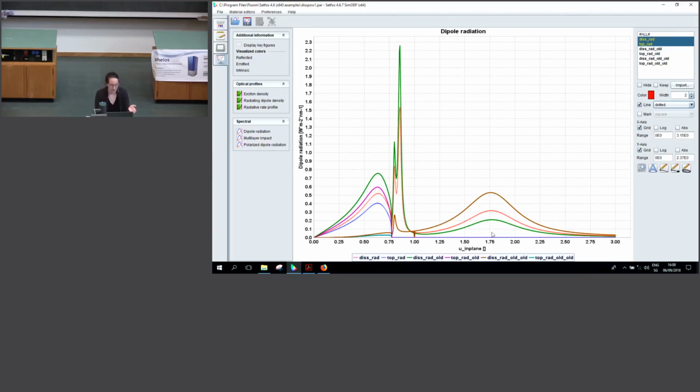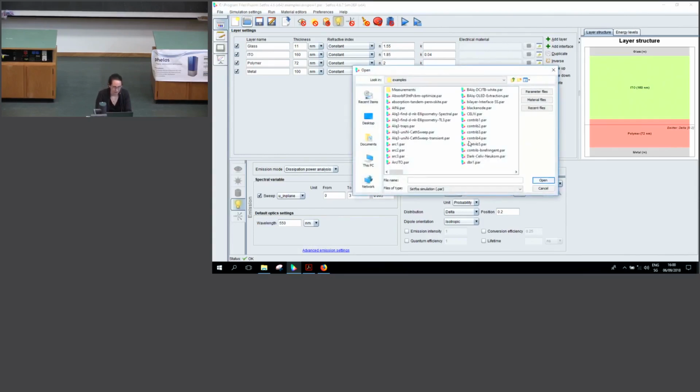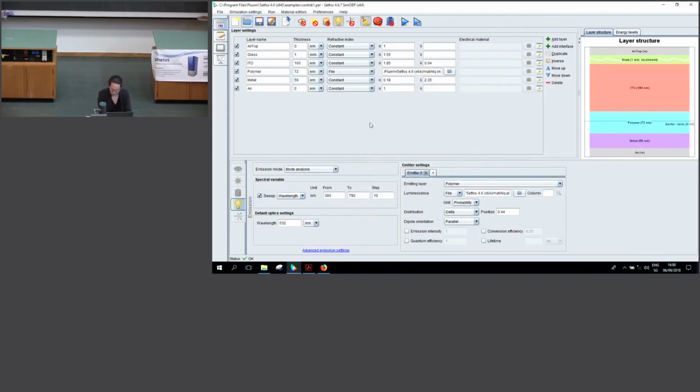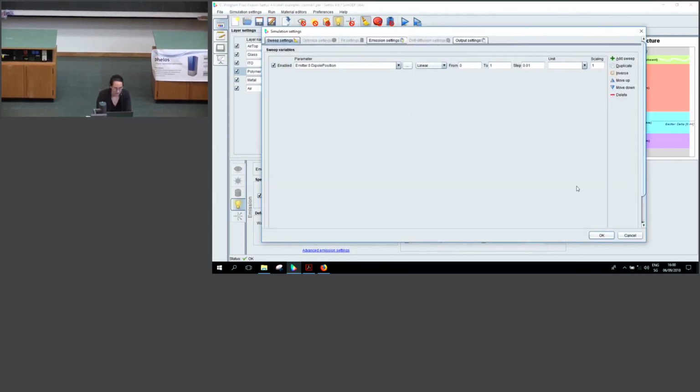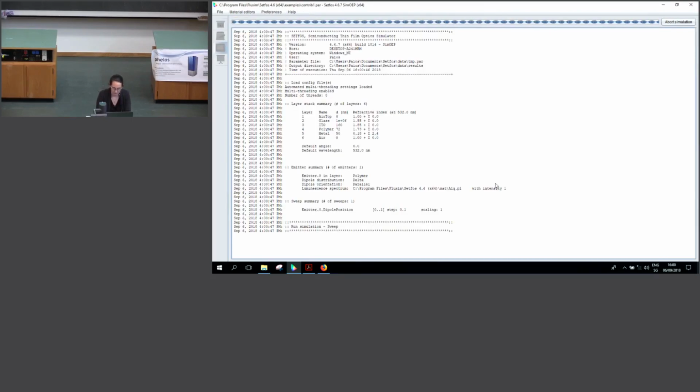So what mode analysis does now is just to integrate from this dipole radiation plot from certain limits to certain limits, and then splits this up into outcoupled light, substrate guided, and so on. So to do this, we open mode analysis 1. Oh no, it's called contrib 1. It's a mode analysis, and apart from that, it's sweeping the emitter position. And to speed it up a bit, I would go to steps of 0.1, because it takes quite a while to do this.